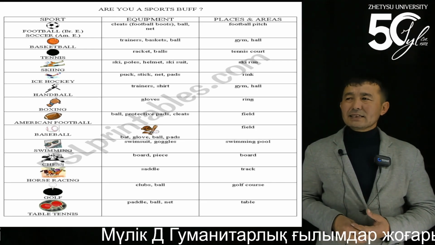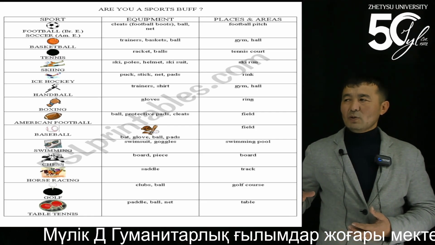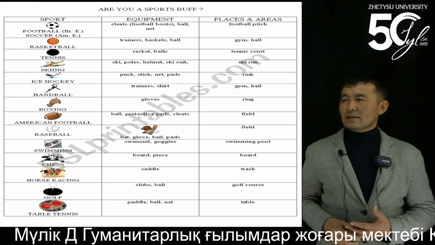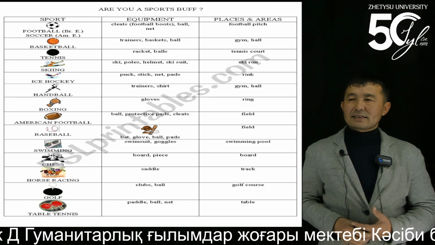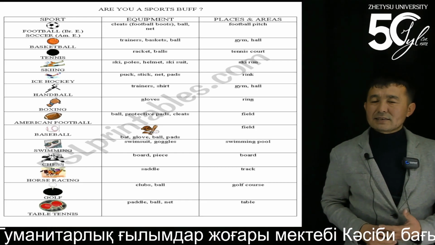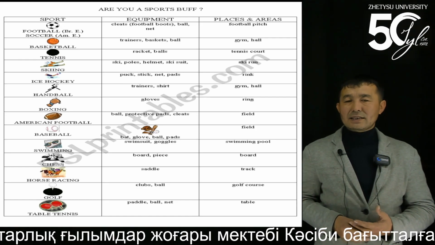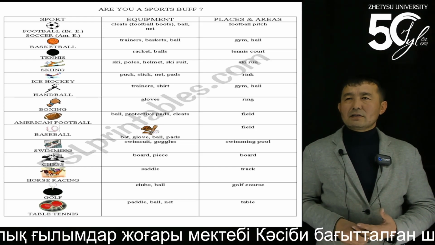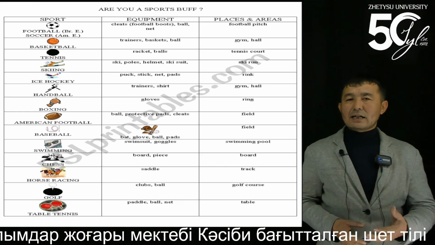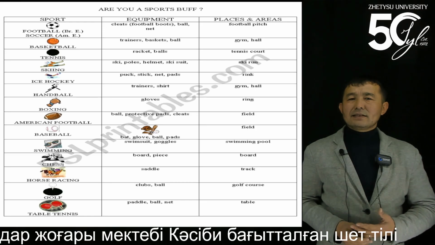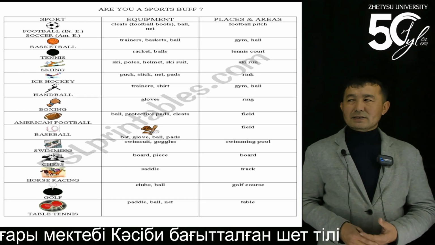Next one is basketball, tennis, skiing, ice hockey, handball, boxing, American football, swimming, chess, horse racing, golf, and table tennis. Also, I want to say some information about sport vocabulary. Here you may use sport verbs. For example, to kick, to jump, to run, to do. Yes, these are English verbs connected with sport. Okay, next.